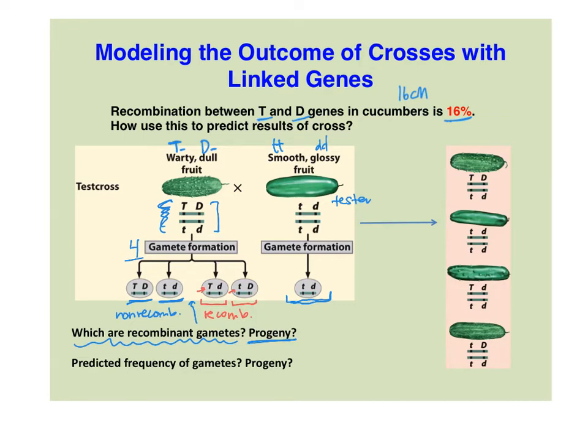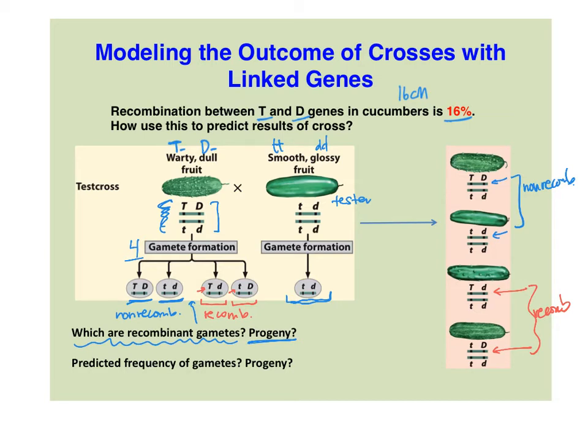Right here, we've got big T, little d, little t, big D. These must be the recombinant progeny. And let's double check the top progeny as well. It looks like we've got a big T, big D, little t, little d. Those chromosomes look just like the parental chromosomes, so they are non-recombinant gametes, or rather non-recombinant offspring.